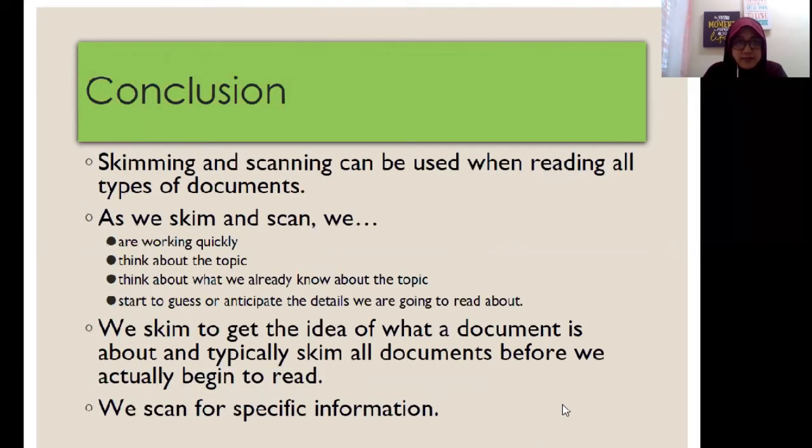Alright? So, well, we have come to a conclusion. So basically now you know, skimming and scanning can be used when reading all types of documents. As we skim and scan, we are basically working quickly. We think about the topic. We think about what we already know about the topic. And we are also starting to guess or anticipate the details of what we are going to read about. We skim to get an idea of what a document is about and typically skim all documents before we actually begin to read them. We scan for specific information.